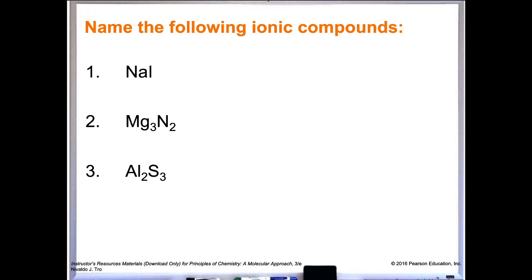The first one we have is NaI. We have sodium and we have iodine. First thing, just write the name of the metal, so sodium. Then we have iodine, which becomes iodide.